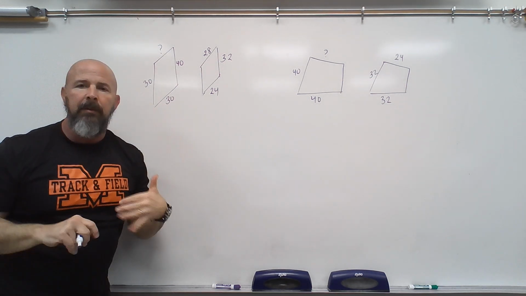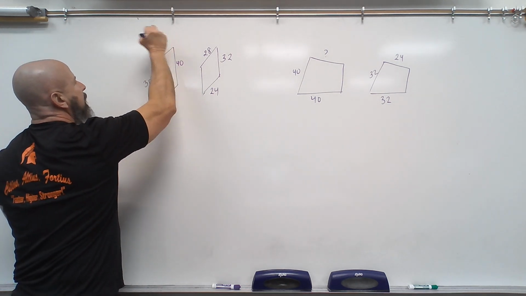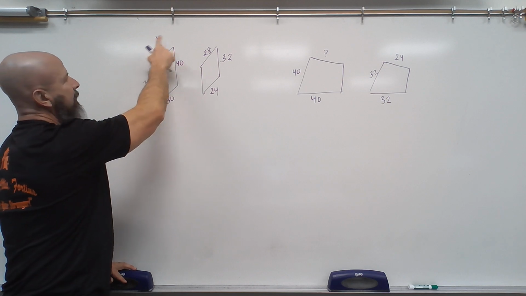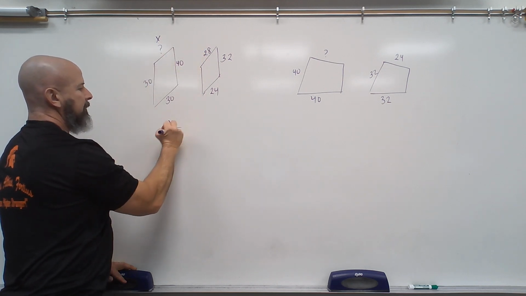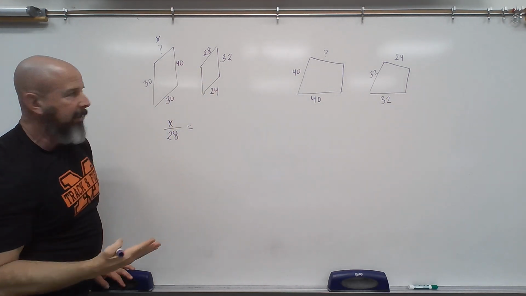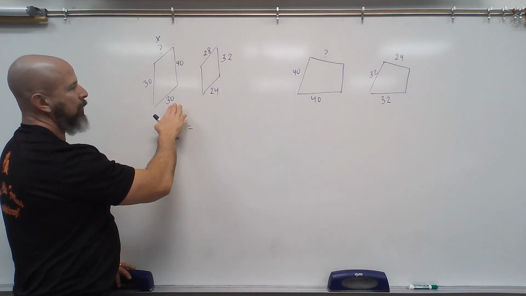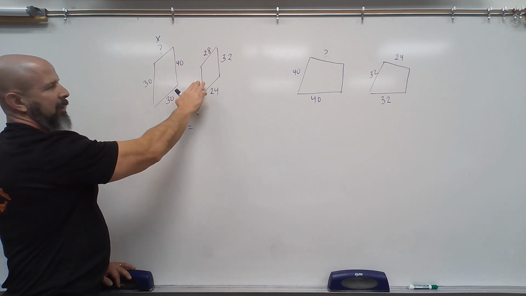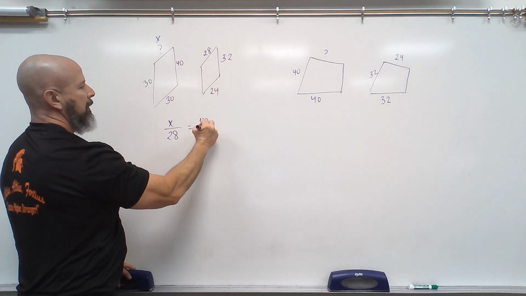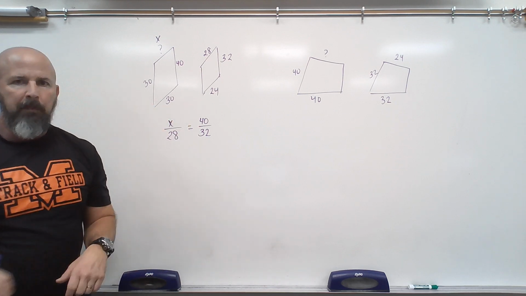So what I'm going to do first off is create a proportion. Instead of a question mark, I'm just going to call this guy X. My corresponding pieces would be X to 28. So X over 28 equals, and I'll go with another pairing I have. I could use 40 and 32, those are corresponding. I could use 30 and 24, but I can't use this one because I don't know this guy. I'm just going to go with the 40 and the 32. Now I've set up a proportion.